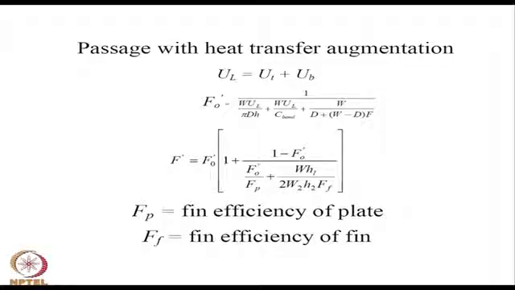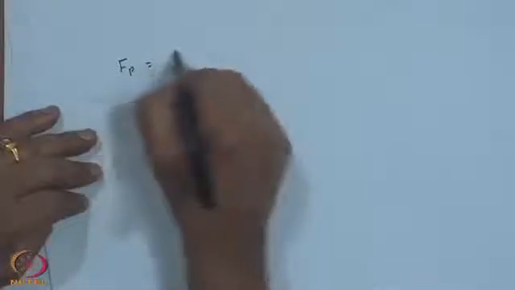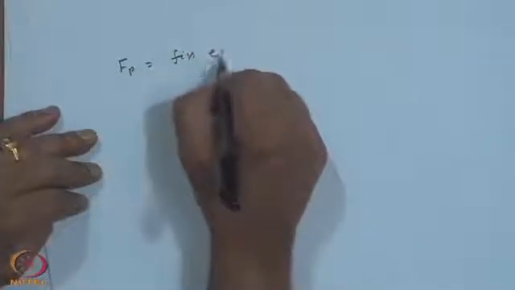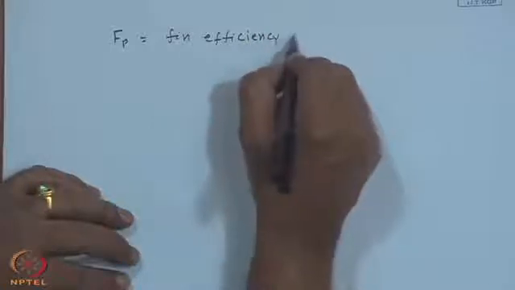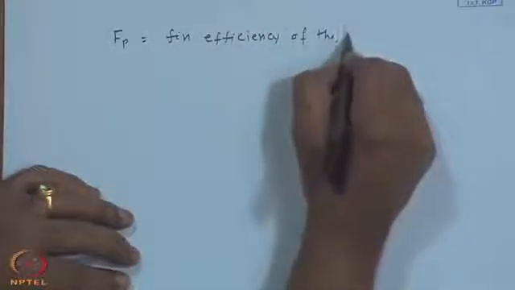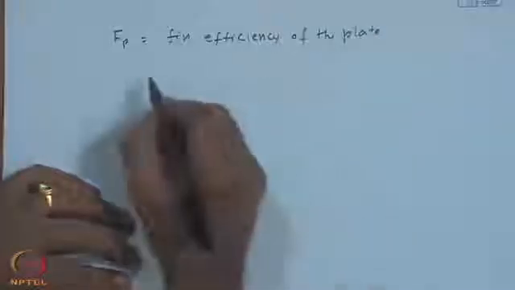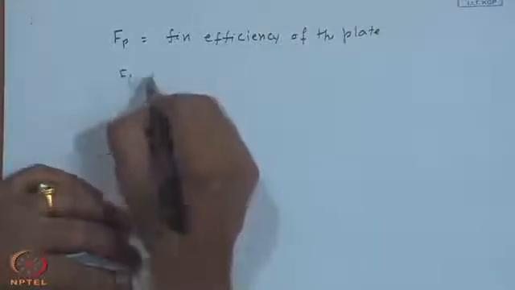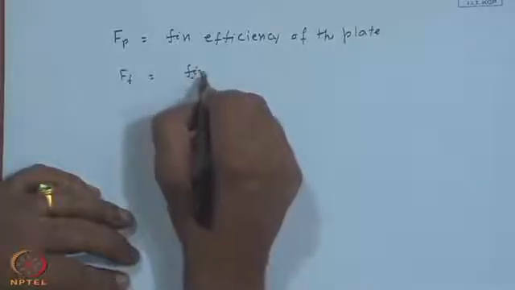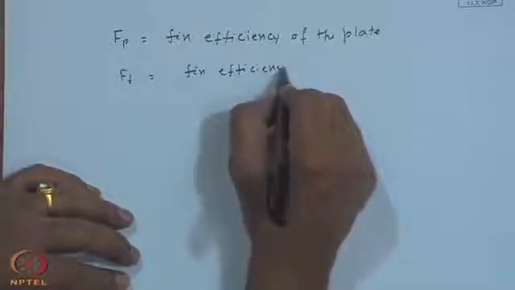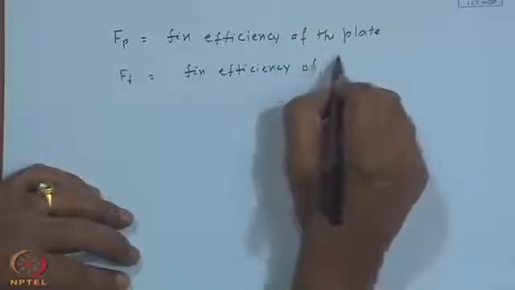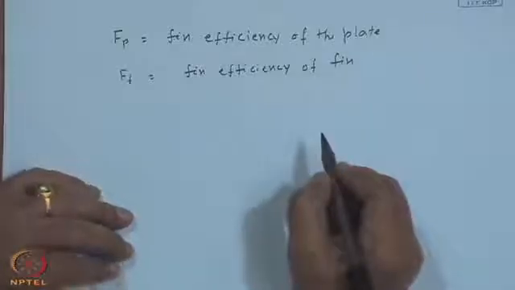And you have two fin efficiencies here: F P, the fin efficiency of the plate, and F F, the fin efficiency of the fin. It is a superfluous term, but we have no alternative. So, this is the fin efficiency of the fin.